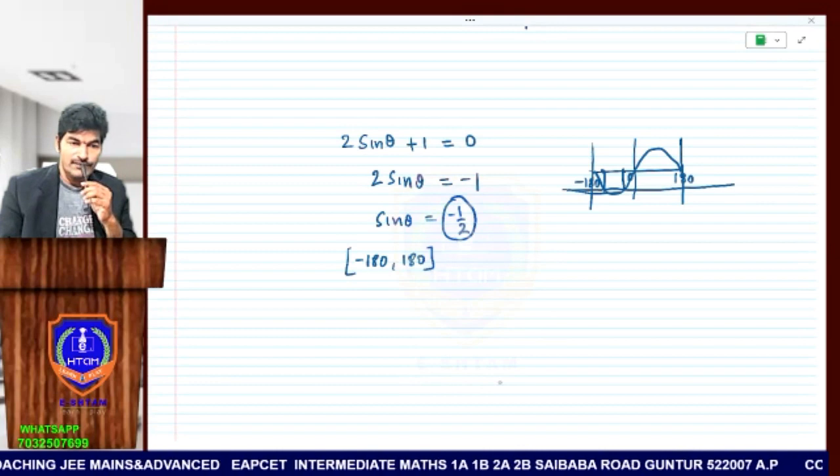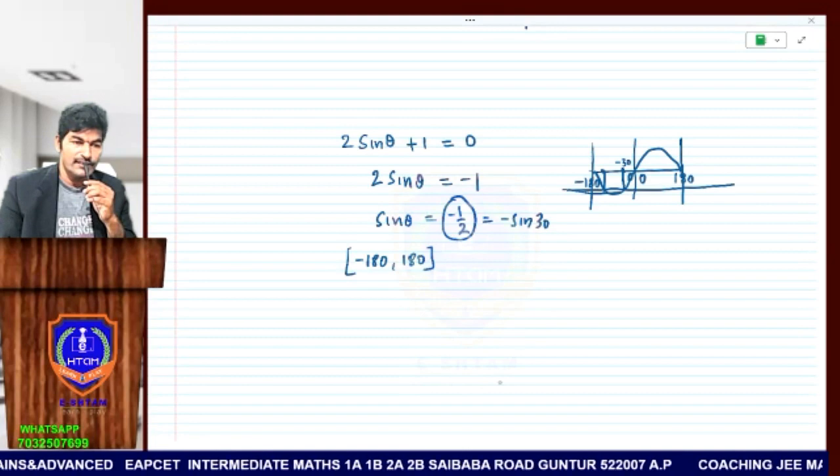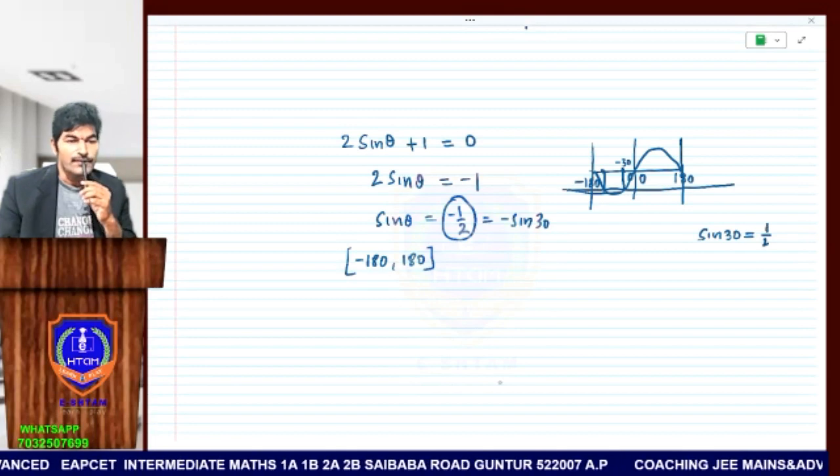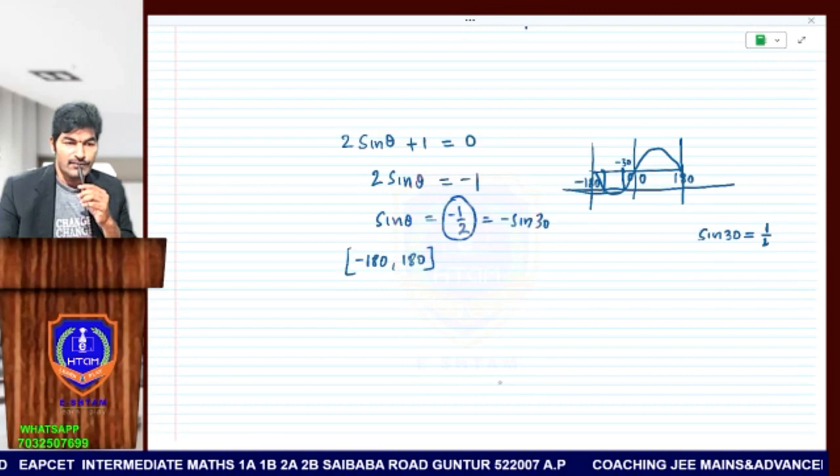So the first one is below 0. This is actually 0. It was below 0, this point. This will be minus 30 because we know that 1 by 2 is sine 30 degrees. Sine 30 will be 1 by 2. So this is below 0 degrees. That means negative angle. Negative angle means 30 degrees, negative angle. That means minus 30.